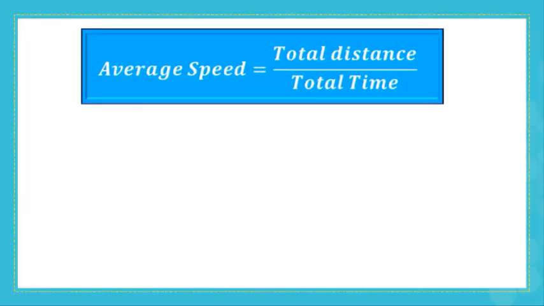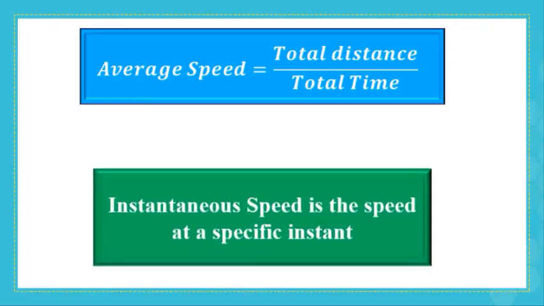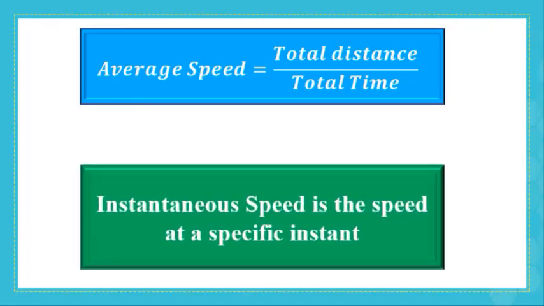So, there are two kinds of speed. Average speed, which is the total distance covered divided by the total time taken to cover this distance. Instantaneous speed, which is the speed at a specific instant.